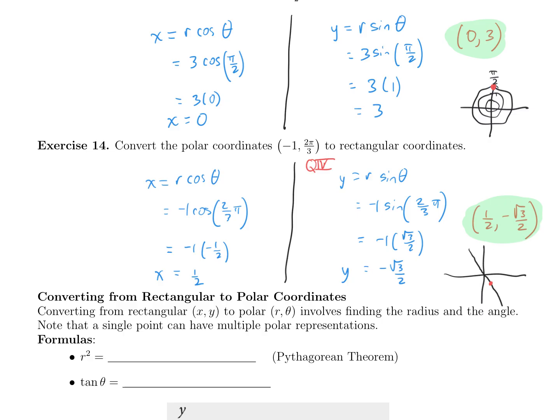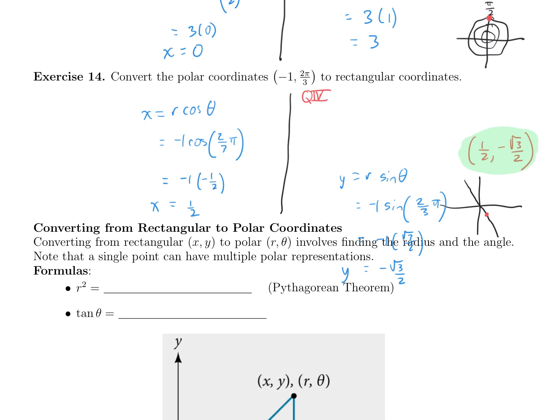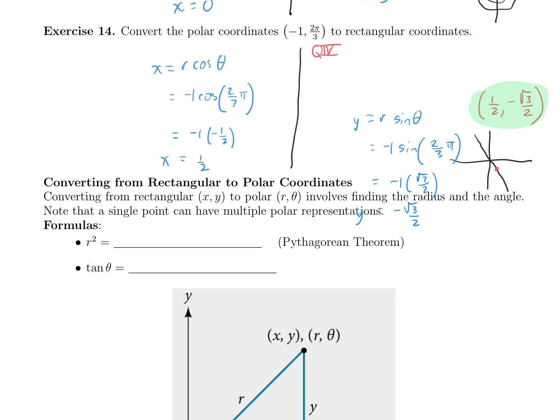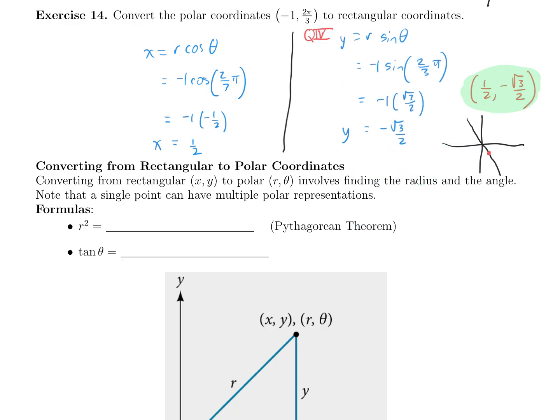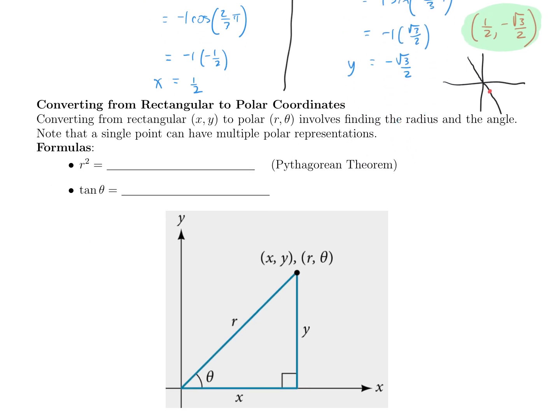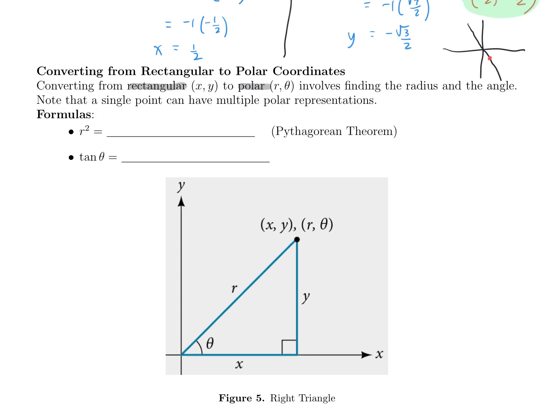Okay, let's move along. Let's move down here. Now we're going to go in the opposite direction. We're going to go from rectangular coordinates to polar coordinates. So when you go in that direction, you do want to use a different set of formulas. So here are the formulas that you would want to use. If you apply the Pythagorean theorem to this triangle, x squared plus y squared equals r squared. That's one formula to use.